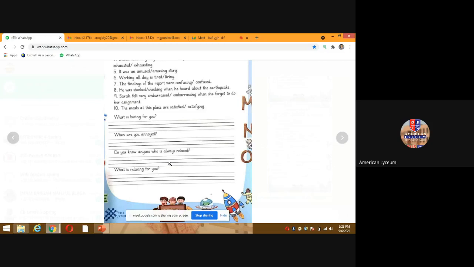Next, what is relaxing for you? Relaxing for us is exercising or sitting in gardens and taking a long breath, or taking fresh air is freshening or relaxing for us.